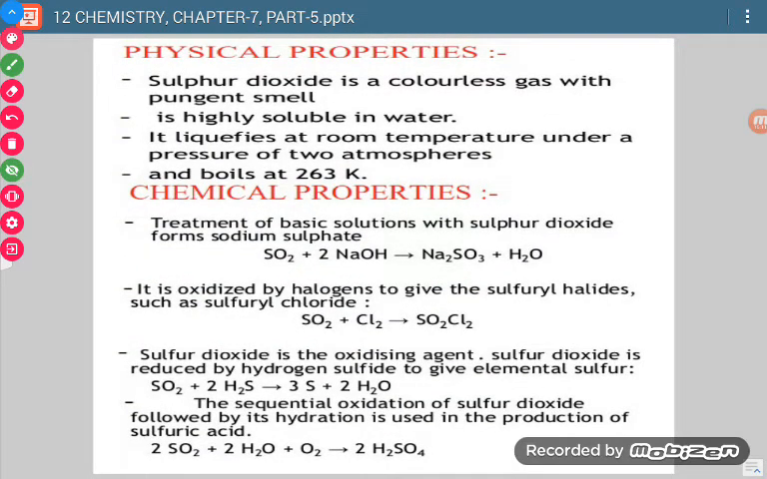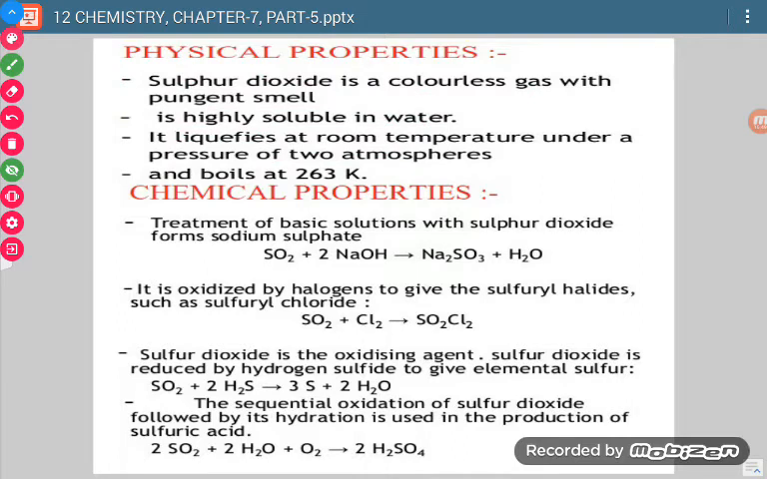Now what are the physical properties of this sulfur dioxide? It is a colorless gas, but it has a pungent smell. Pungent smell is unbearable, intolerable smell, and it is highly soluble in water. It liquefies at room temperature under a pressure of 2 atmospheres. Normally the pressure is 1 atmosphere, so if we take it to 2 atmospheres, sulfur dioxide gets liquefied. Its boiling point is 263 Kelvin.